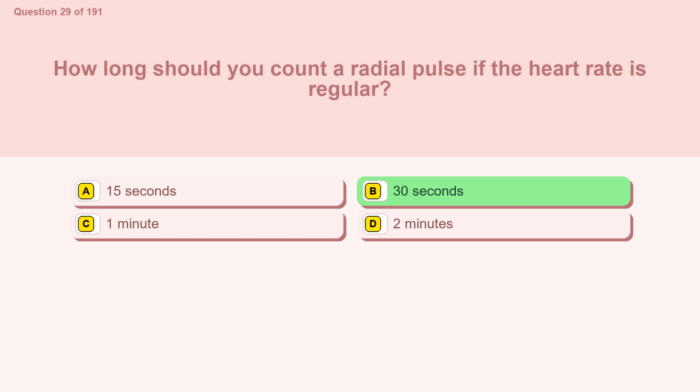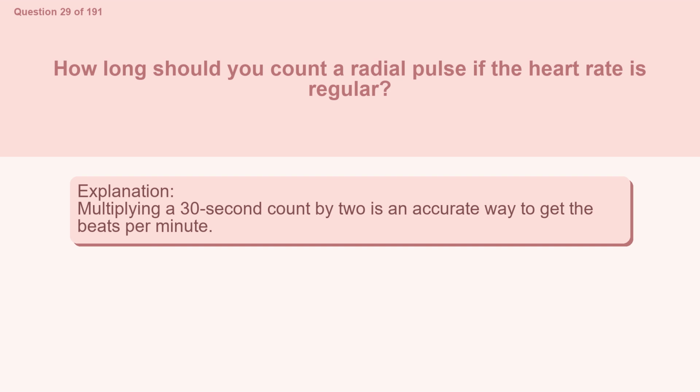The correct answer is option B, 30 seconds. Multiplying a 30-second count by 2 is an accurate way to get the beats per minute.